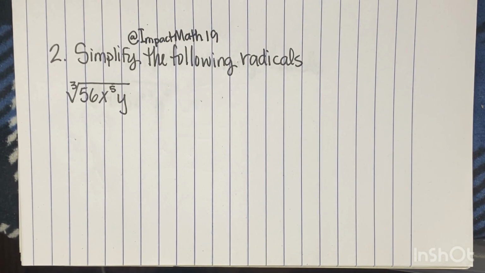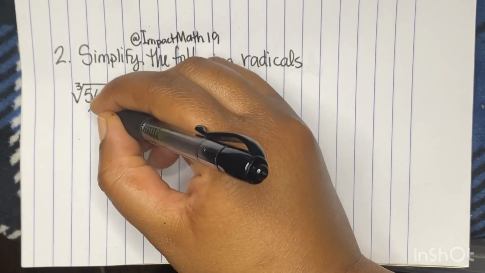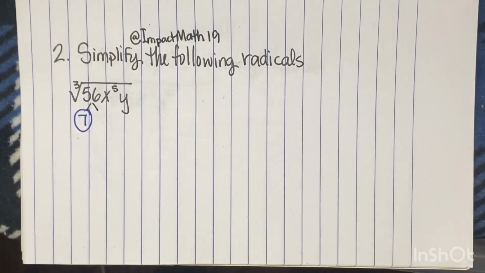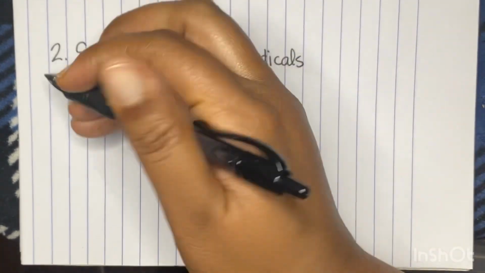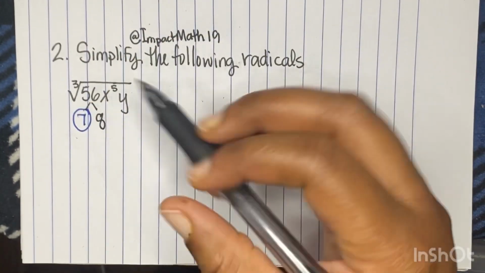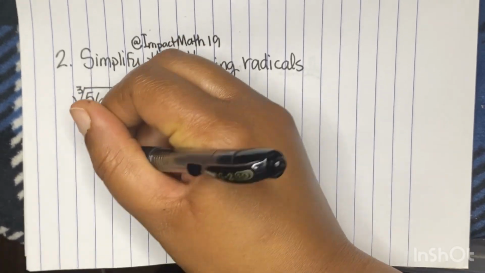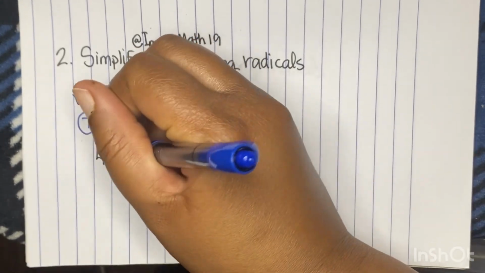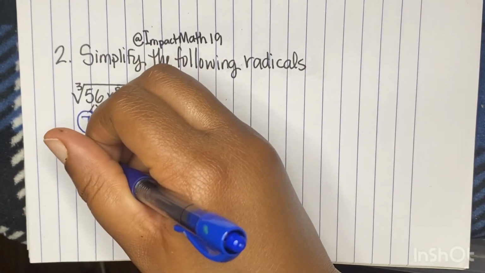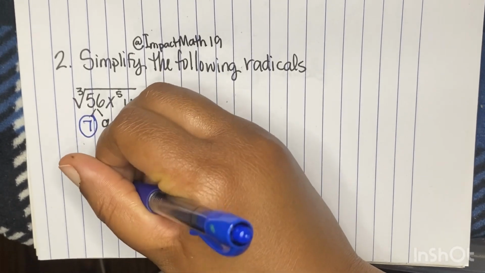Simplify the following radical. So we have the cube root of 56x to the 5th y. So we're asking ourselves what times what gives us 56. And that's going to be 7 times 8. And we circle 7 because 7 is a prime. What times what gives us 8? 4 times 2. 2 is a prime, so we're going to circle that. And then we ask ourselves what times what gives us 4. And that's 2 times 2.